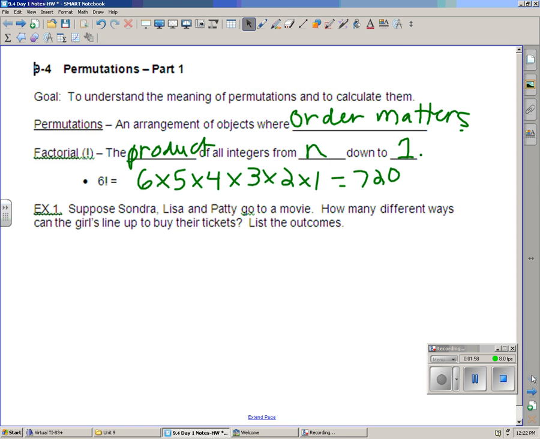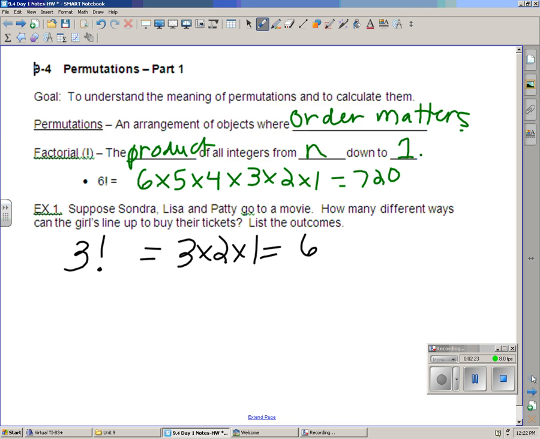Okay. Example 1. Suppose Sandra, Lisa, and Patty go to a movie. How many different ways can the girls line up to buy their tickets, and list the outcomes? Well, there's 3 girls. And the 3 girls means that I can have all 3 girls whose order matters as a 3 factorial. Or I could say it's 3 times 2 times 1, or do it on the calculator. Either way, it's 6 outcomes. And these are the 6.